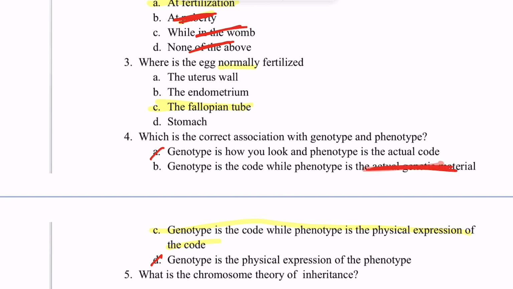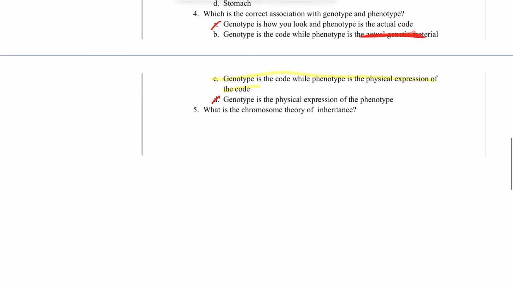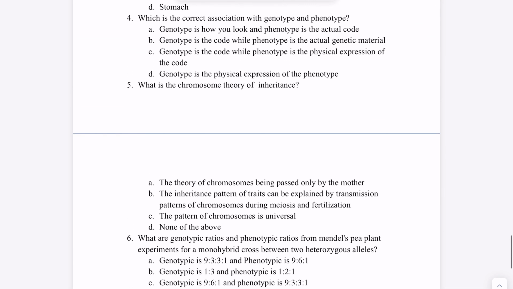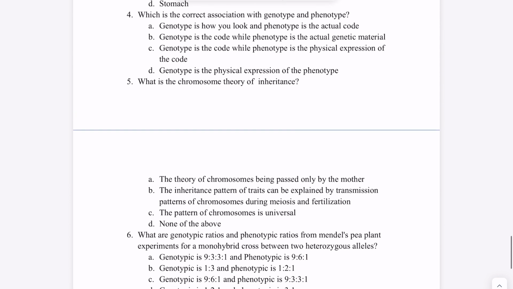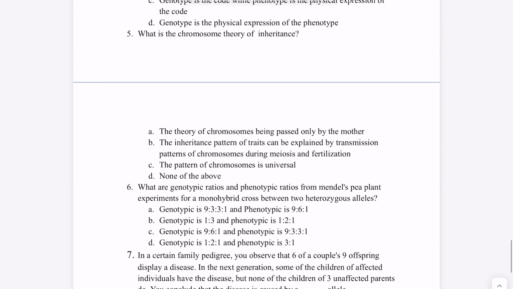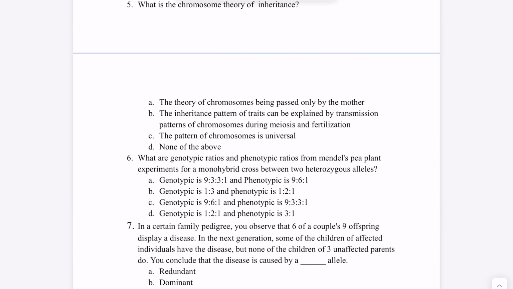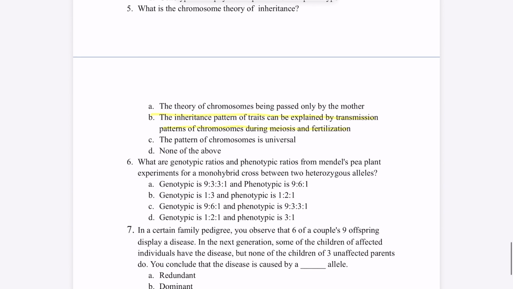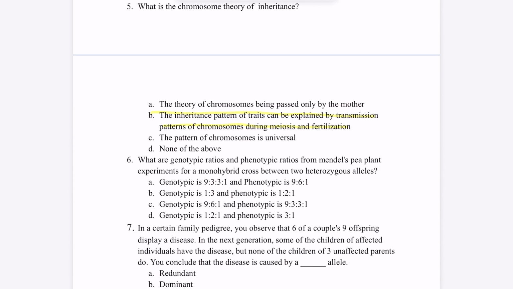Okay, moving on. What? Where did my paper go? So for question number 5, it's asking, what is the chromosome theory of inheritance? The inheritance pattern of traits that can be explained by transmission of chromosomes. So B is the correct answer. A is wrong because chromosomes are being passed only by the mother. That's false. And then C, the pattern of chromosomes is universal. No.